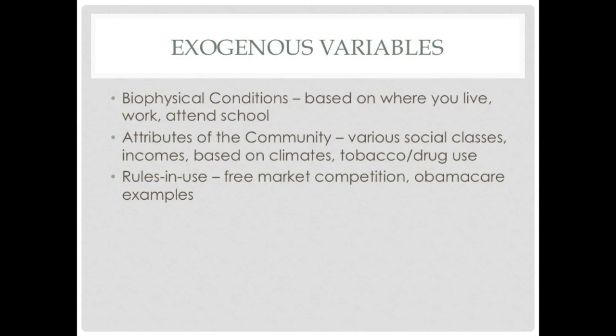Attributes of the community. Various social classes and incomes affect plans. Communities with wealthier people will generally have more expensive plans. The climate in which residents live also affects plans. For example, Arizona has a higher need for skin cancer and dehydration coverage. And finally, tobacco use and drug use is a major factor of healthcare plan pricing.